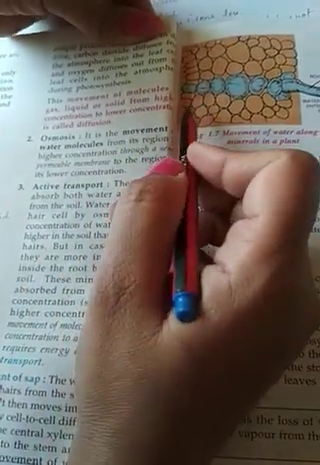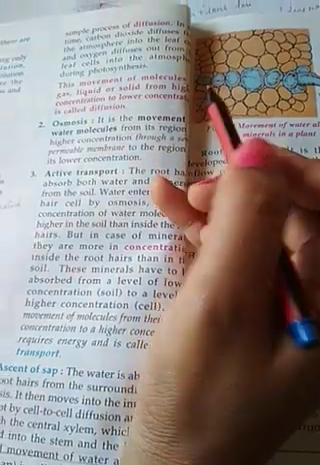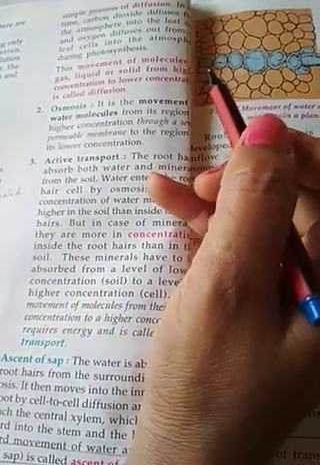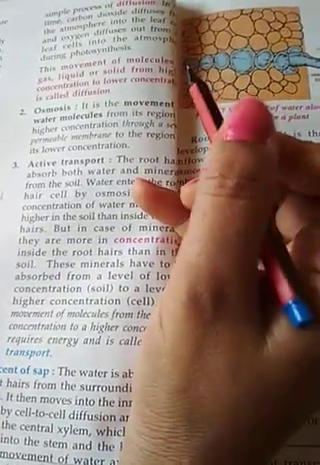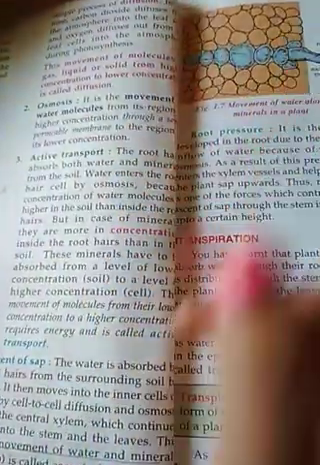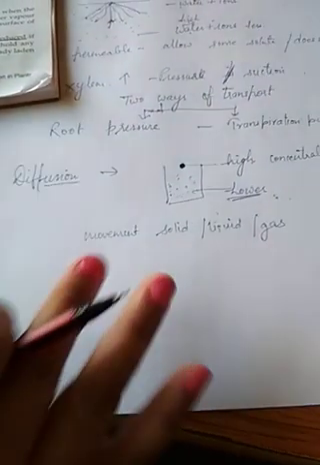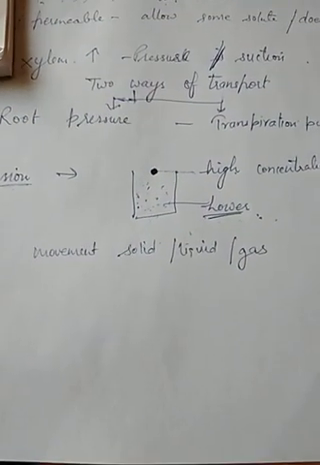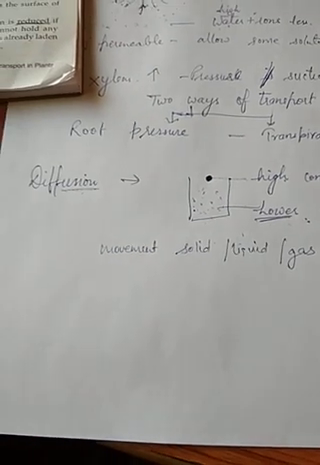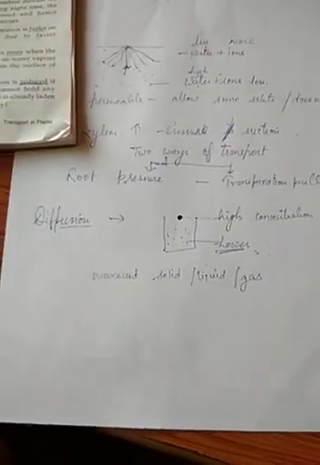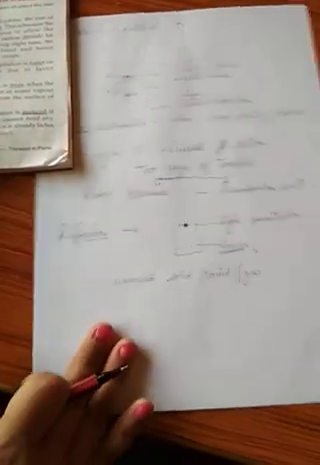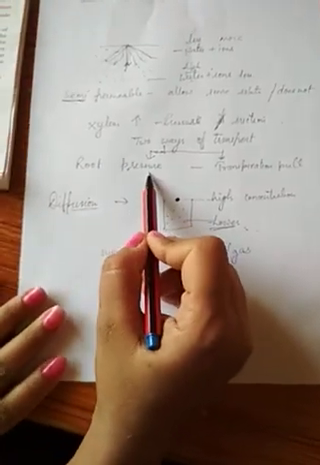Is that clear, children? Just like carbon dioxide diffuses from the atmosphere into the leaves, and oxygen diffuses from the leaf cells into the atmosphere during photosynthesis. So both these processes are because of diffusion. So osmosis and diffusion are occurring. So as I have discussed, root pressure.